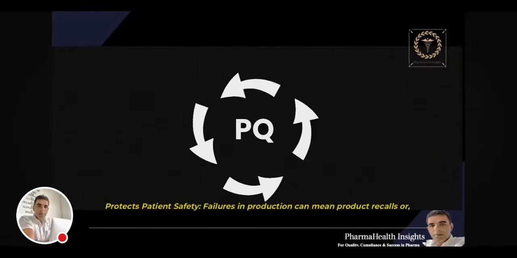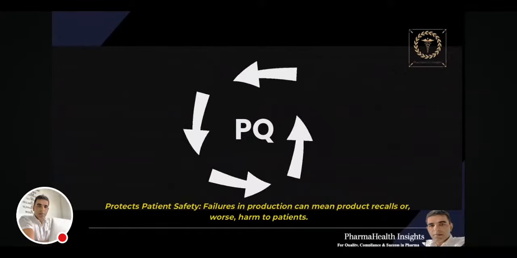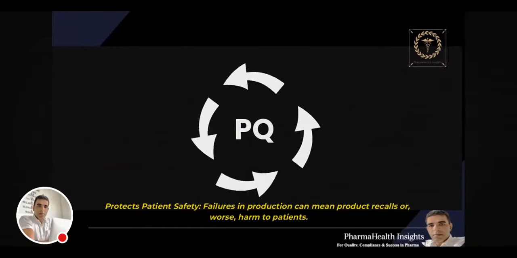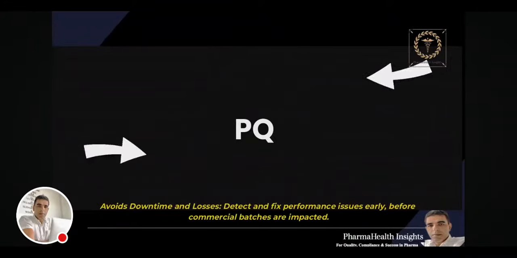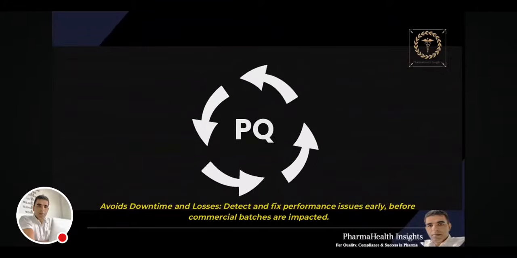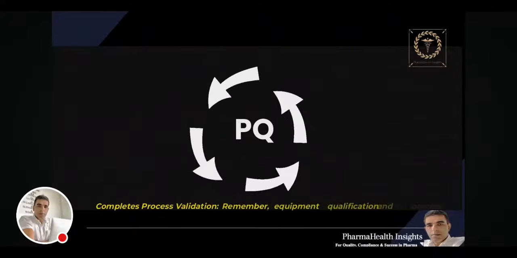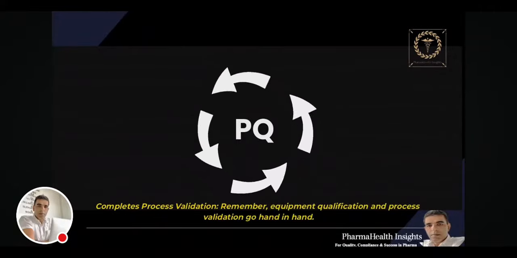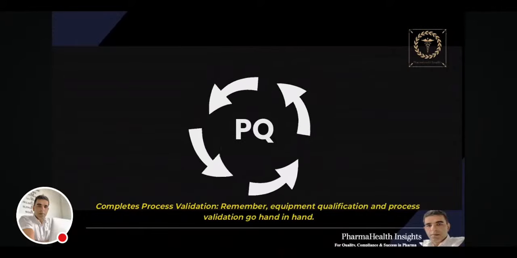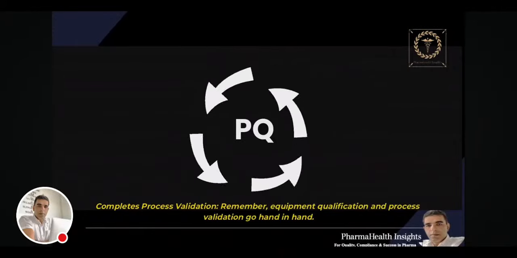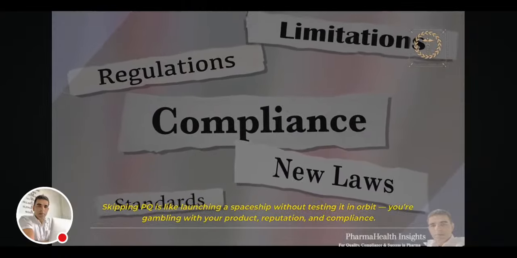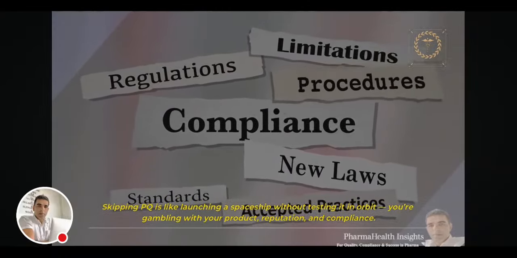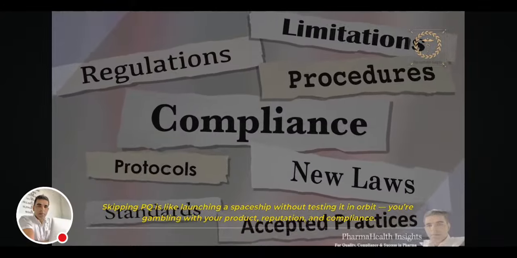Protects patient safety. Failures in production can mean product recalls or, worse, harm to patients. Avoids downtime and losses. Detect and fix performance issues early, before commercial batches are impacted. Completes process validation. Remember, equipment qualification and process validation go hand in hand. Skipping PQ is like launching a spaceship without testing it in orbit. You are gambling with your product, reputation, and compliance.